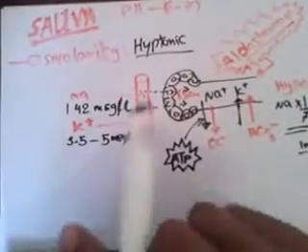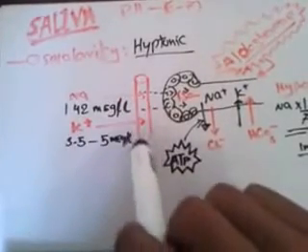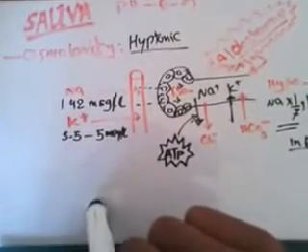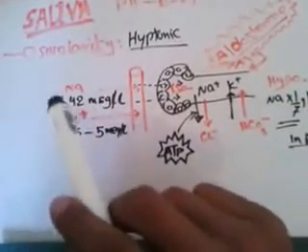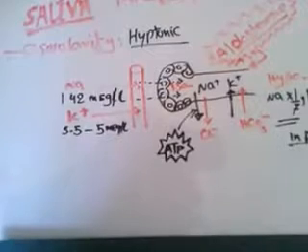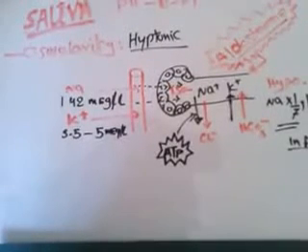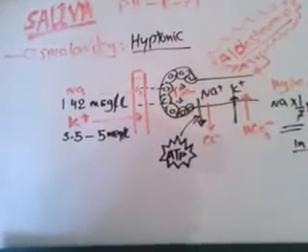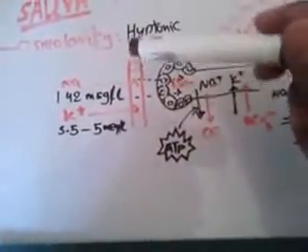So here we have, this is a blood vessel, okay? And we know normally the sodium and potassium concentration in a blood vessel, demonstrated here. It's 142 milliequivalents per liter for sodium, and for potassium it's 3.5 to 5 milliequivalents per liter. So this is in the blood vessels.